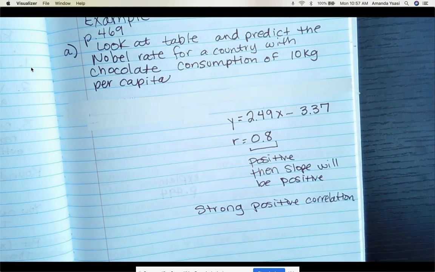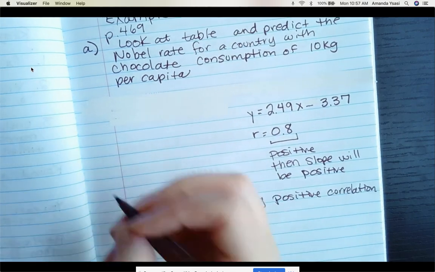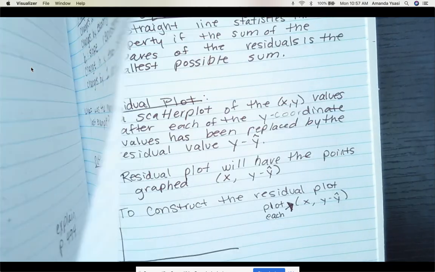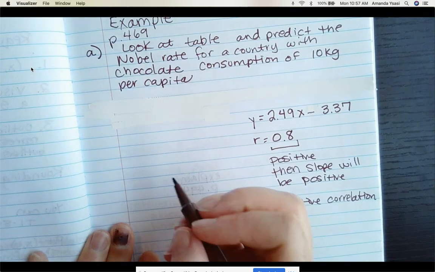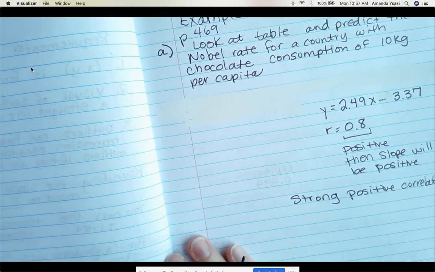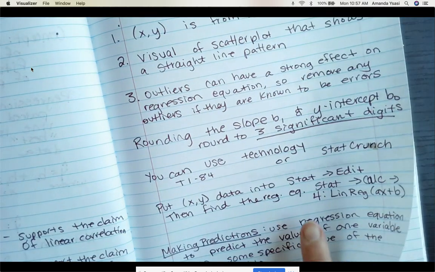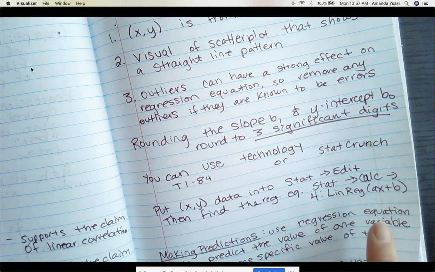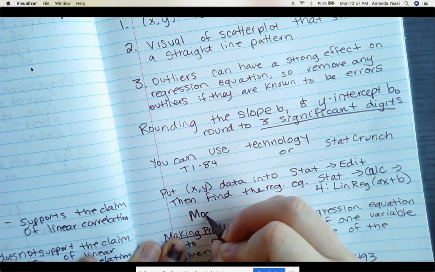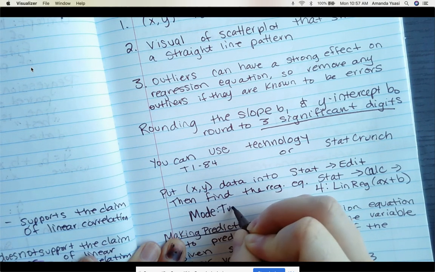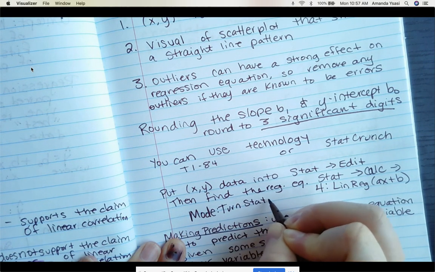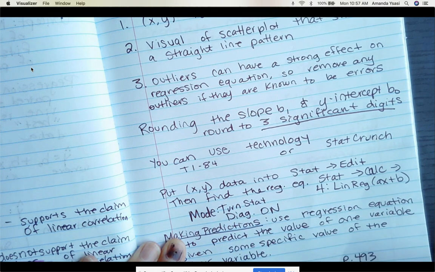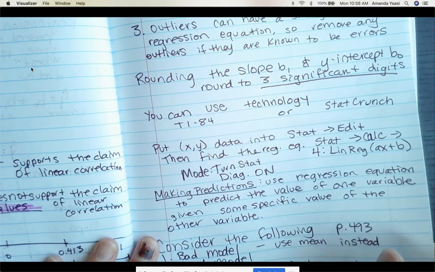If you want to write the steps down, you can do that too. I thought there was somewhere I put it. Sorry, it was over here. Make sure you go to mode and turn stat diagnostics on. That is one thing you do want to do.